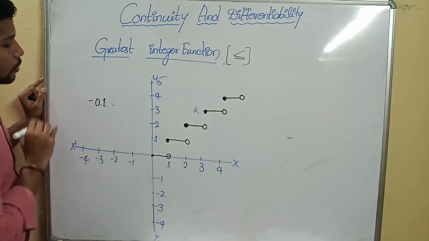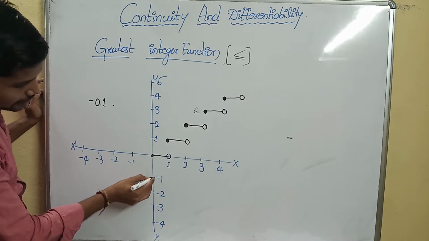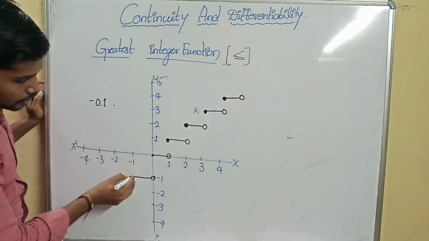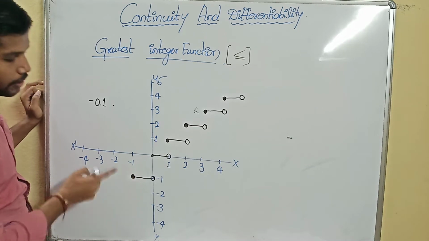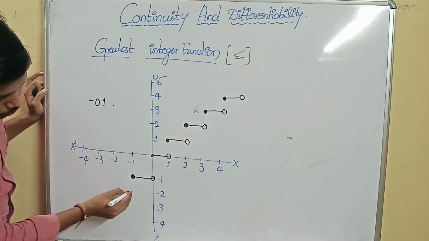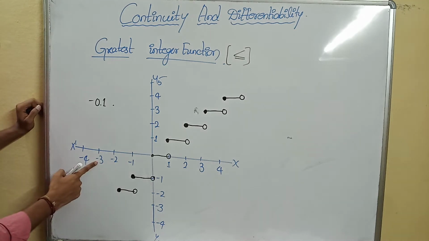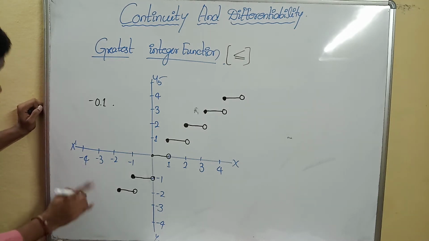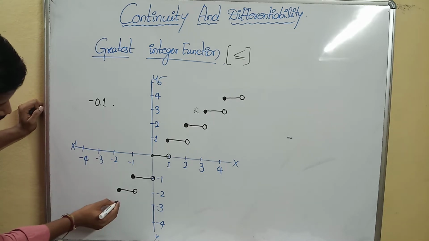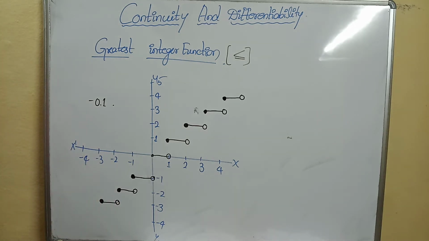Then what is it for the point minus 0.1? Its left integer will be minus 1 here. That's why the graph will be like this, till minus 0.1 it will be like this. For minus 1.5 its value will be minus 2, means the graph will be like this here. Got it? For minus 3, it is minus 3 only. But what about minus 2.5? Its value will be minus 3 only. Got it? It is a graph that you already learnt in the function chapter.